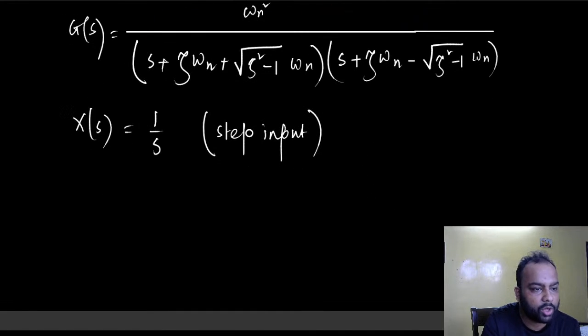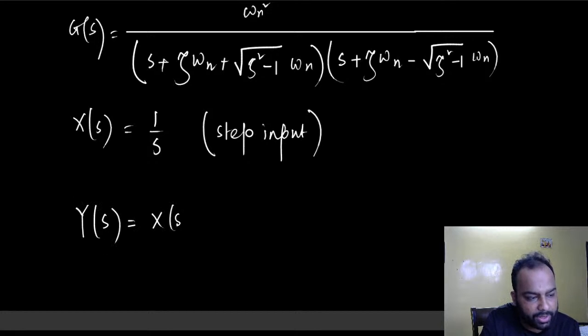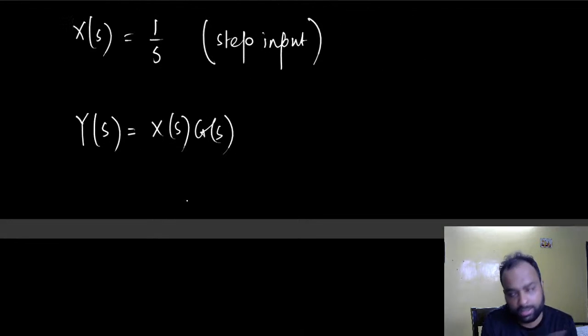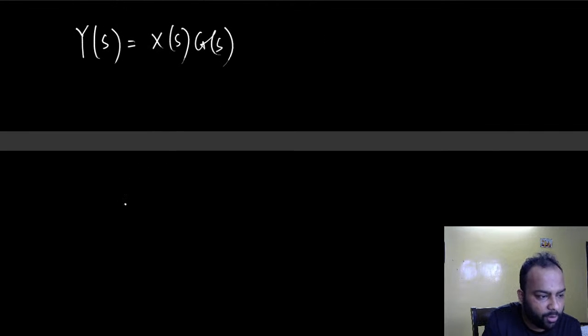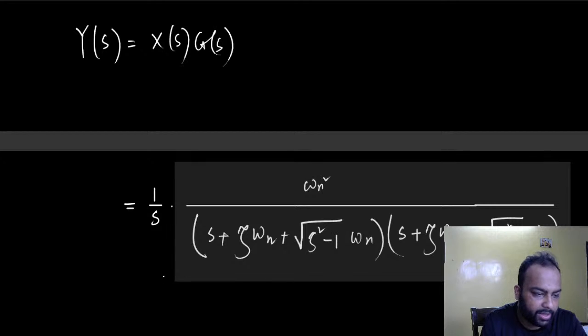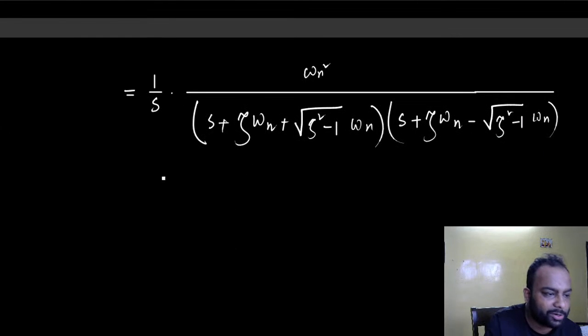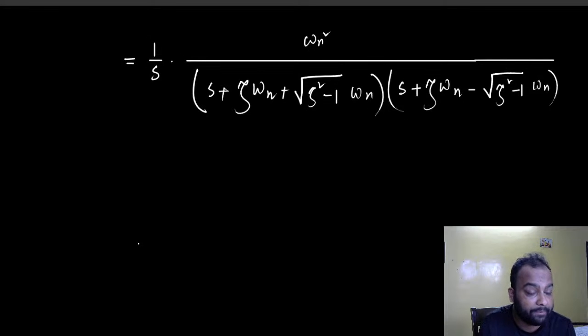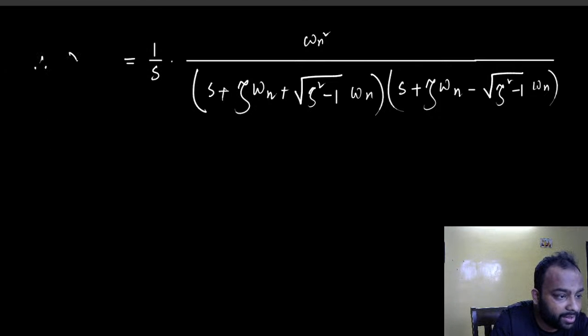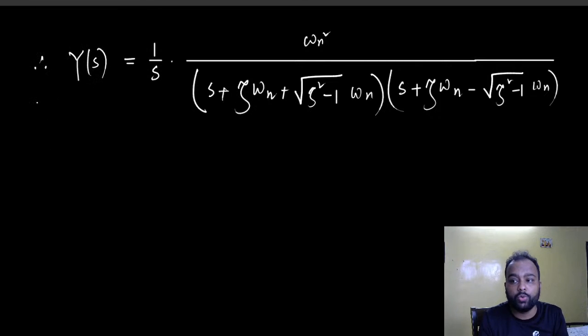All right, so of course then what is Y(s)? Y(s) is once again X(s) times G(s). So the Laplace transform of the input multiplied with the Laplace transform of the transfer function gives you the Laplace transform of the output, and that's going to be 1 by s times this entire thing. You want cumbersome calculation? Here you have cumbersome calculation, right? That's Y(s). And before we can even do the inverse Laplace transform, we have to do partial fractions.